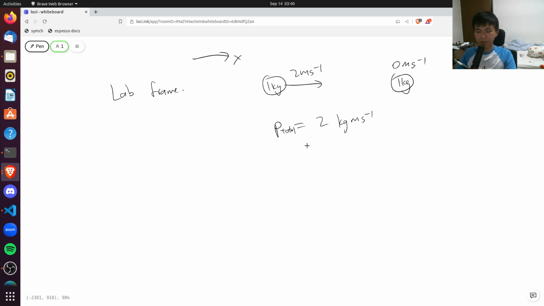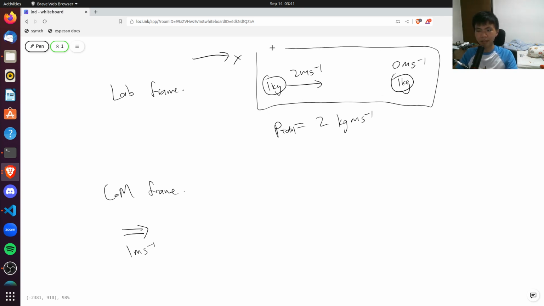So you see that in this lab frame, there's some amount of momentum. But if we go into the center of momentum frame, and what is that? That is the frame that is moving rightwards at a velocity of 1 meter per second. Imagine that in the lab frame, we see the two objects like this.